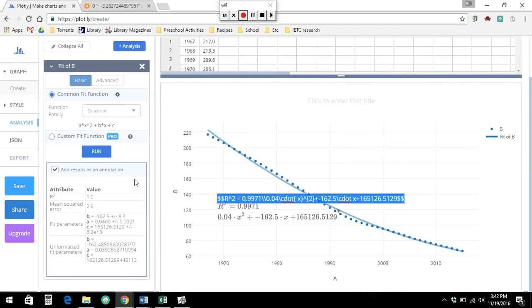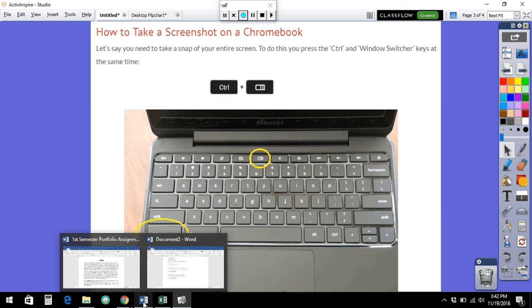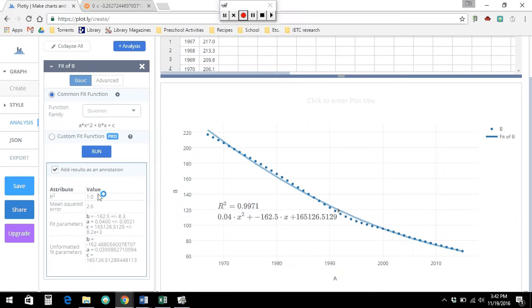So what I want you to do is to take a screenshot of this. And again, how do you take a screenshot? You press Control and the Switching Windows button on your Chromebook, or if you're just using your laptop, press your Print Screen button and paste that picture into the same Google Doc or Word document that you put your linear regression screenshot in. Okay, and let's go back to Plotly now. I'm going to deselect the Add Results as an annotation because I don't really need all that. And if I leave it there, it kind of messes with stuff later on.